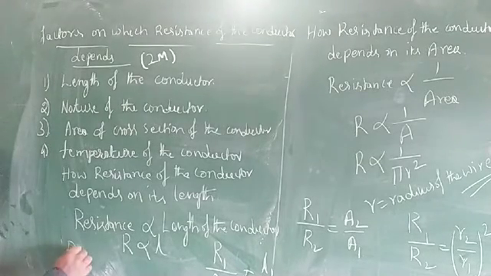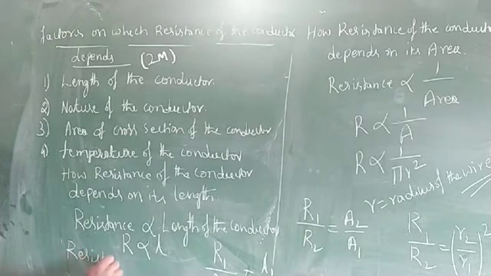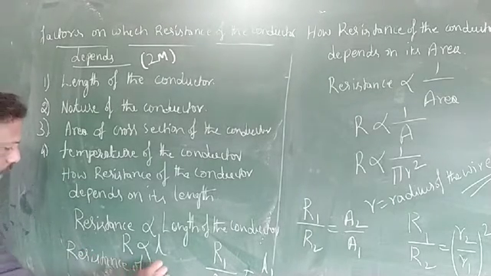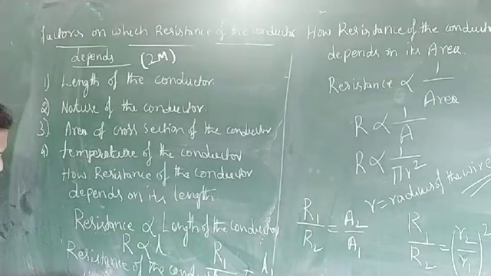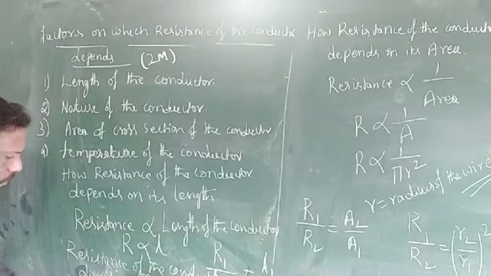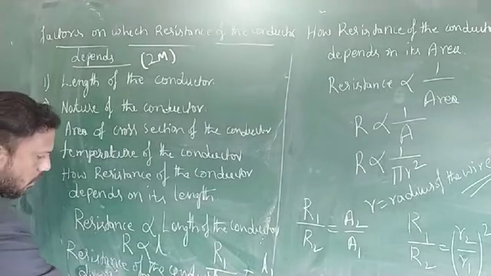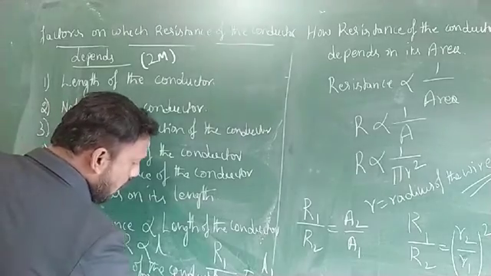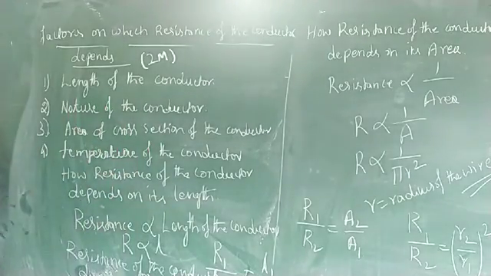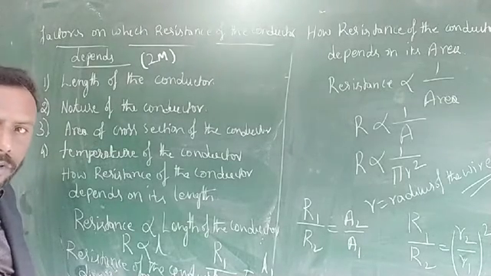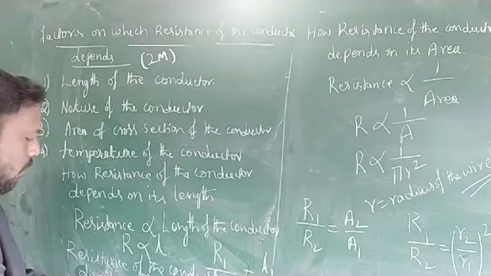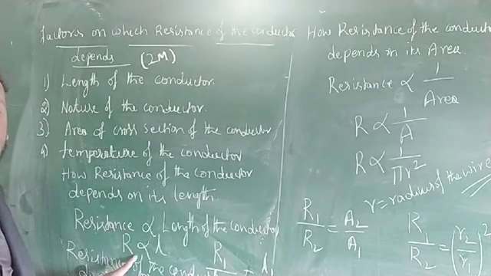Resistance of the conductor is directly proportional to the temperature, up to certain values. Because Ohm's law is not applicable at very low temperature and also at very high temperature. Therefore, if temperature increases, resistance also increases.